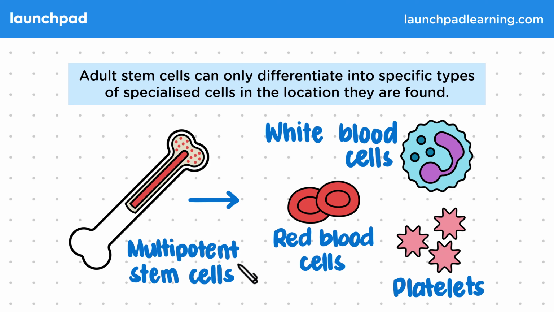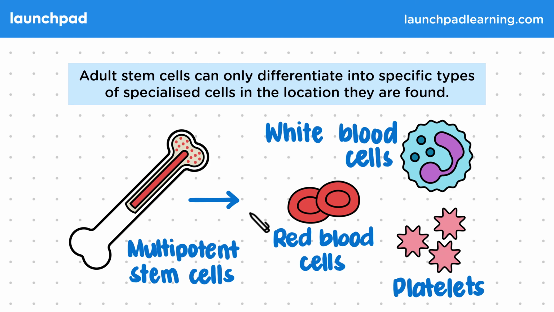You don't need to memorise the word multipotent, but it might help you to remember that adult stem cells are different to the other kinds of stem cell. Remember that, like with all stem cells, once adult stem cells have specialised, they can't revert back to being a stem cell, and they also can't change the type of specialised cell that they are.